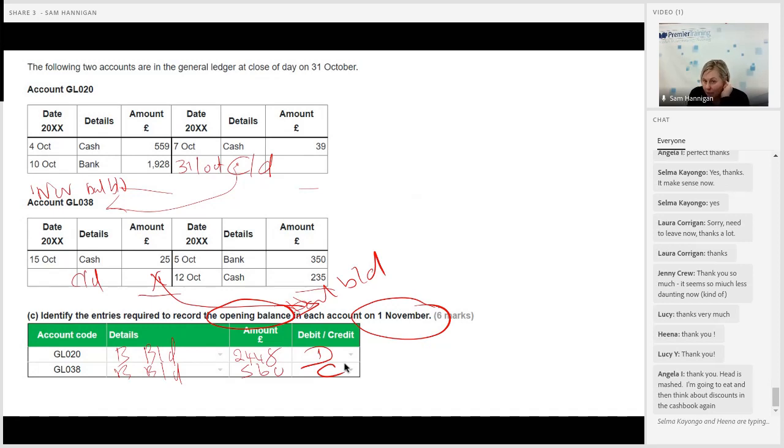Eddie's mashed. Yeah, mine as well. I'm going to eat something. Yeah. Yeah, have a look.